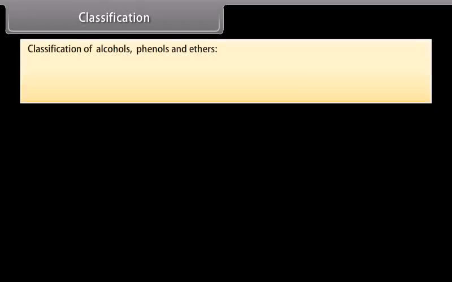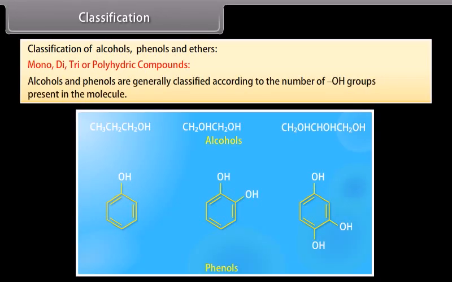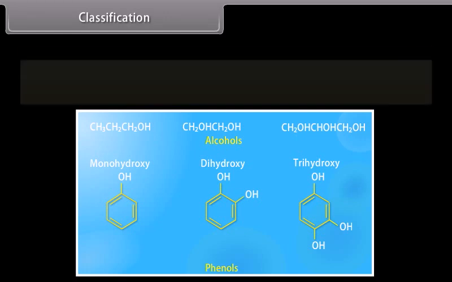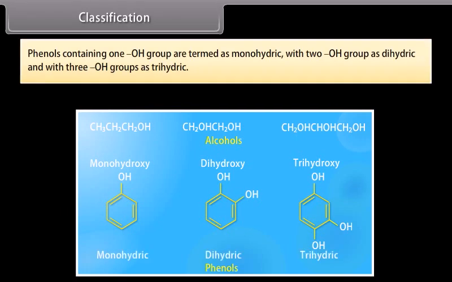Classification. Classification of alcohols, phenols, and ethers. Mono, di, tri, or polyhydric compounds. Alcohols and phenols are generally classified according to the number of hydroxyl groups present in the molecule. The alcohols containing one hydroxyl group are termed monohydroxy, with two hydroxyl groups as dihydroxy, and with three hydroxyl groups as trihydroxy. Phenols containing one hydroxyl group are termed as monohydric, with two hydroxyl groups as dihydric, and with three hydroxyl groups as trihydric.